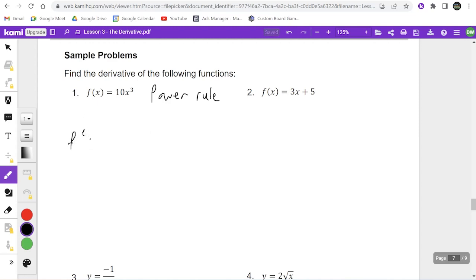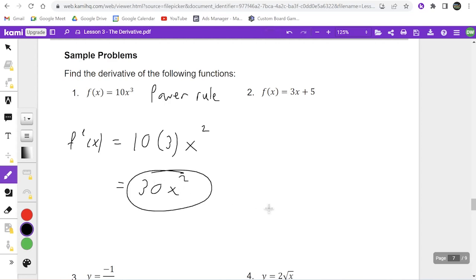We're going to say f prime of x equals, the 10 is a coefficient, so just write it first. Now, what's the derivative of x cubed? Well, first pull the 3 out in front, so times 3, and then times x to the 3 minus 1 power, because that's the power rule. 3 minus 1 is 2, so the answer is 30x squared. Any questions there? Okay, good.